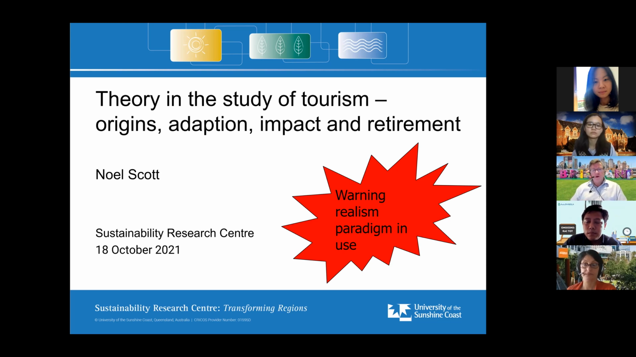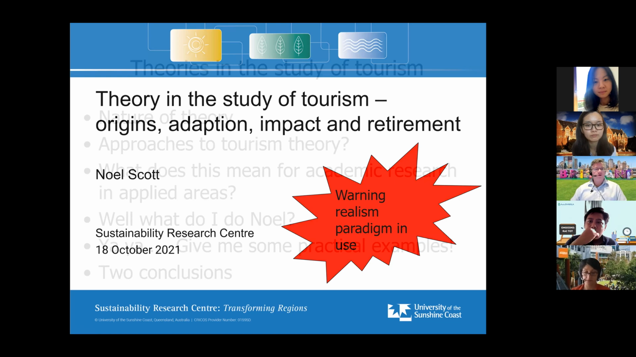My topic, hopefully it's a little bit controversial. It's theory in the study of tourism: origin, adaptation, impact, and retirement. Retirement means stopping using some theory, which I don't find we're particularly good at in tourism as an area of study. Anyway, let's see how we go.